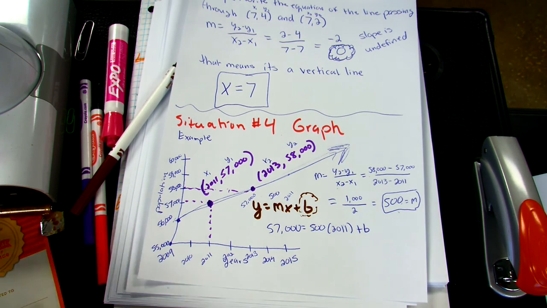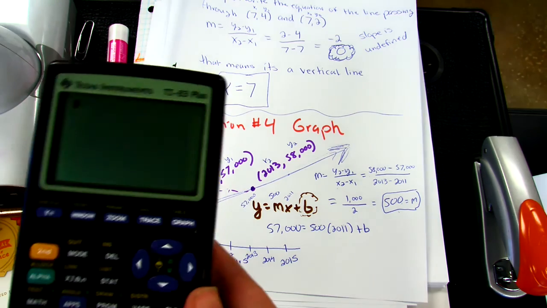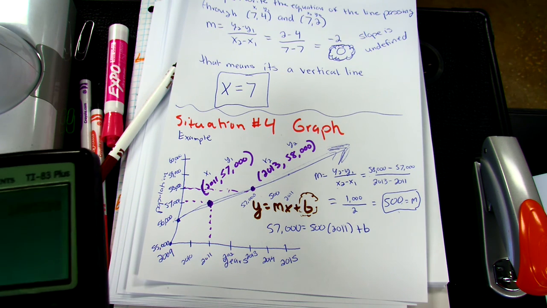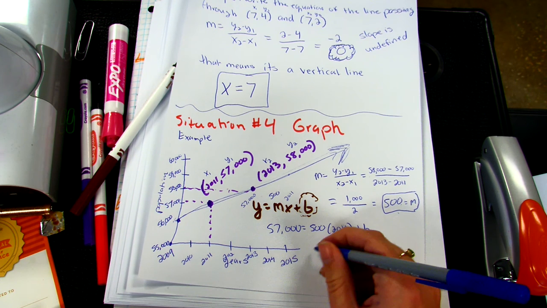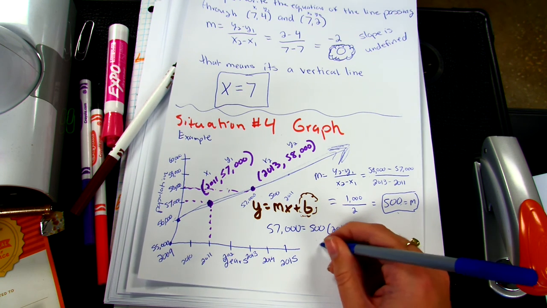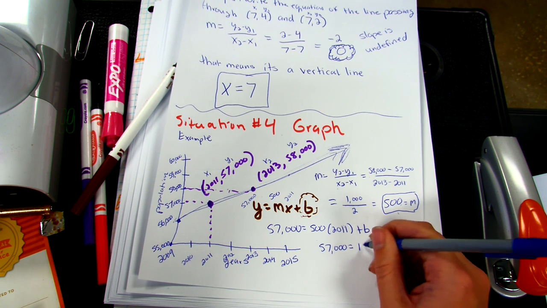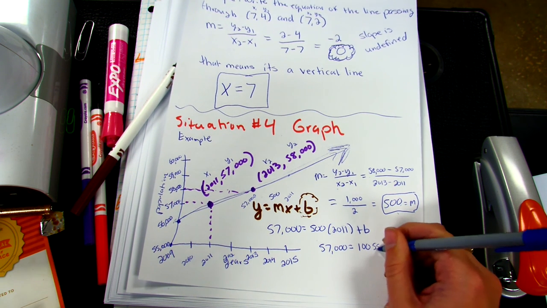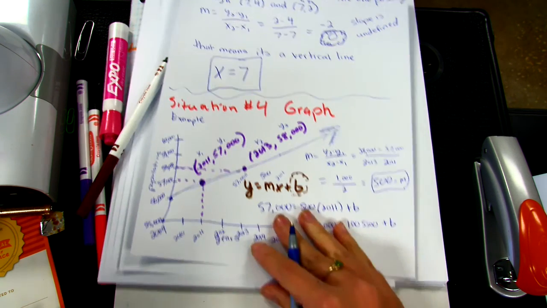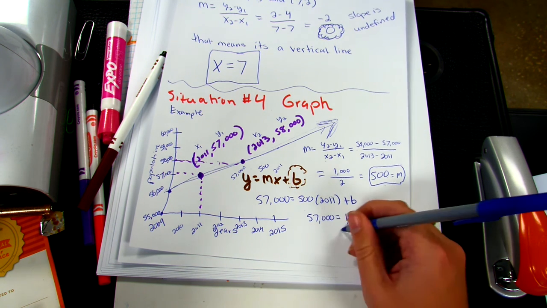So this is where our calculator comes in handy, right? Because we're going to figure out 500 times 2011. Really huge number, right? So 57,000 is equal to 1,005,500 plus b. Now we're going to subtract that really big number from both sides.